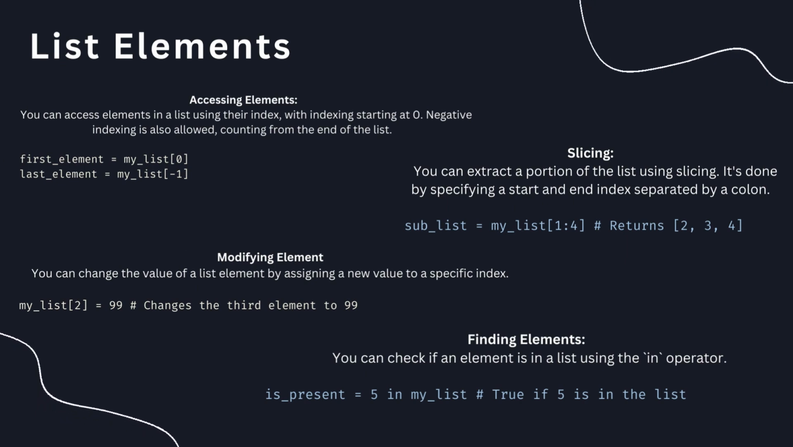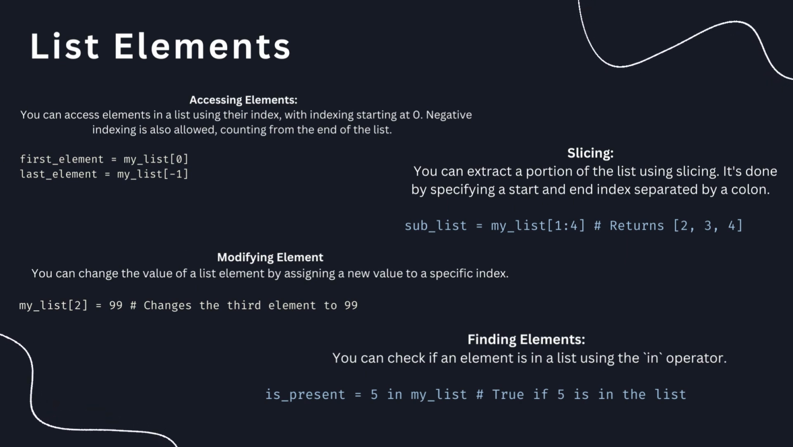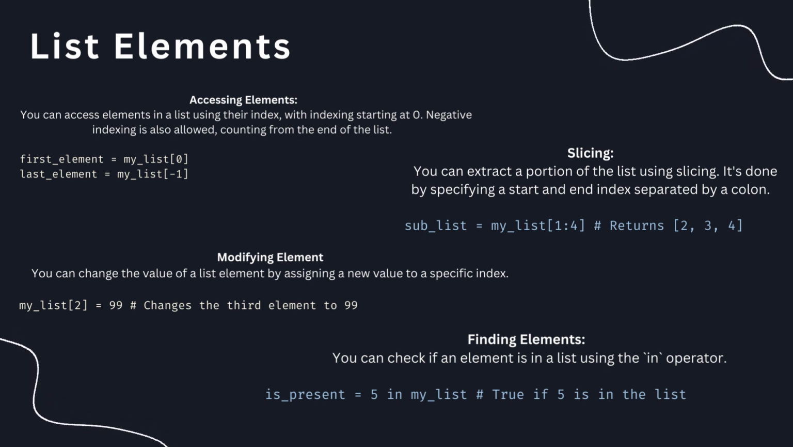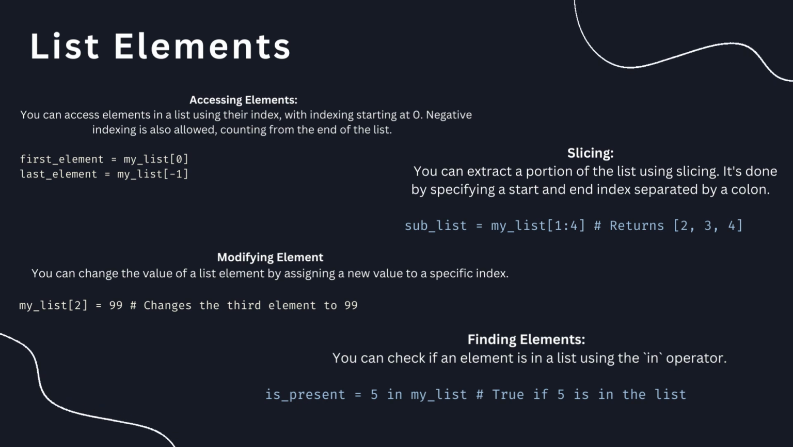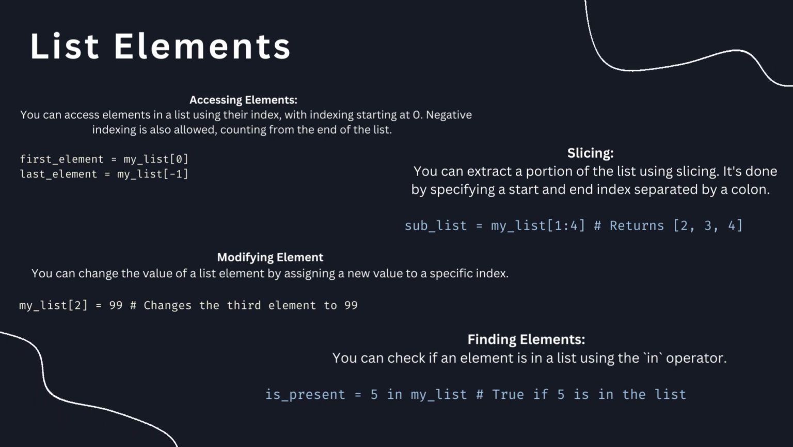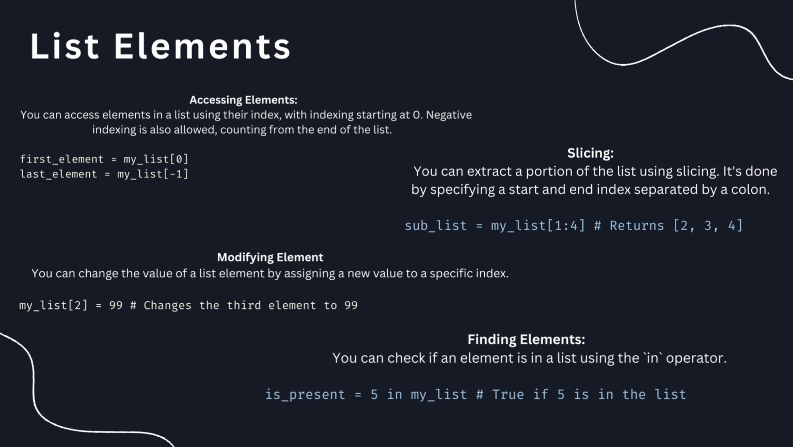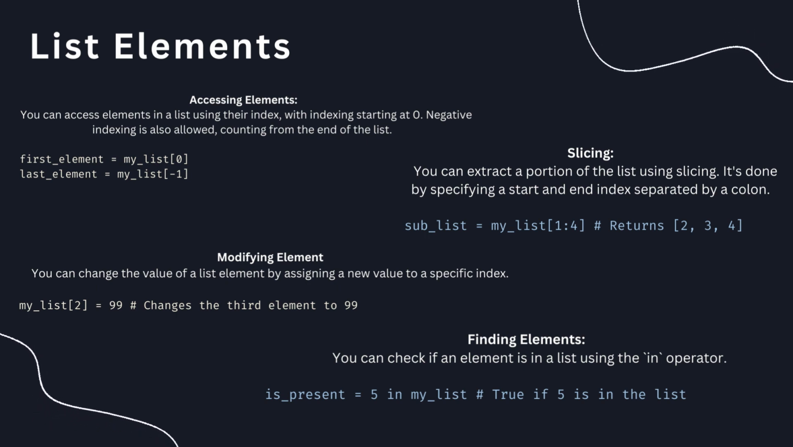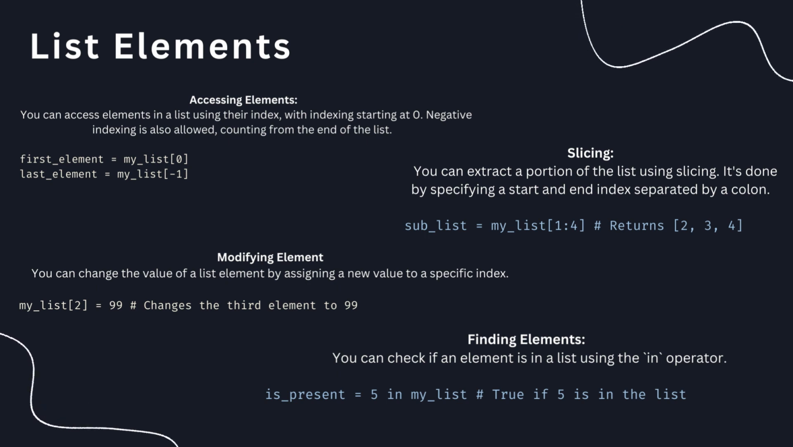First we have accessing elements in your list. You can access elements in your list using their index, with indexing starting at 0. Negative indexing is also allowed, counting from the end of the list. Here I have a simple example of accessing. And then we also have slicing, where you can extract a portion of the list. It's done by specifying a start and end index separated by a colon. Again, here I have a little example.